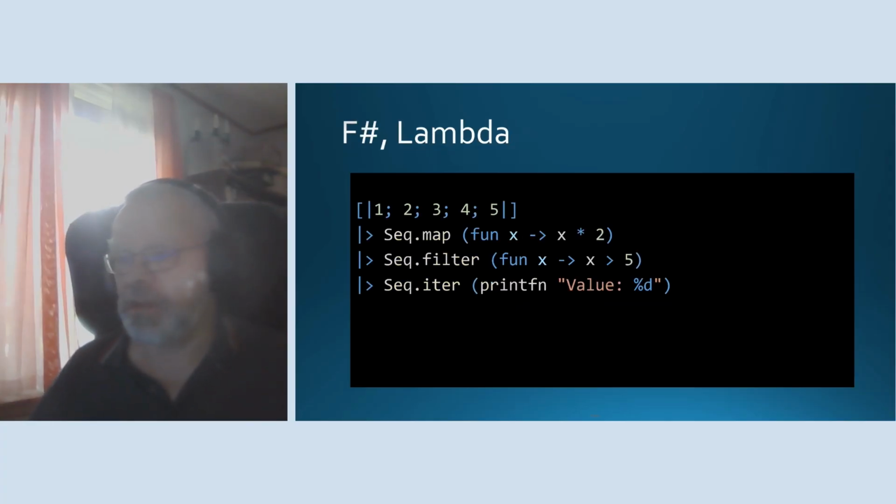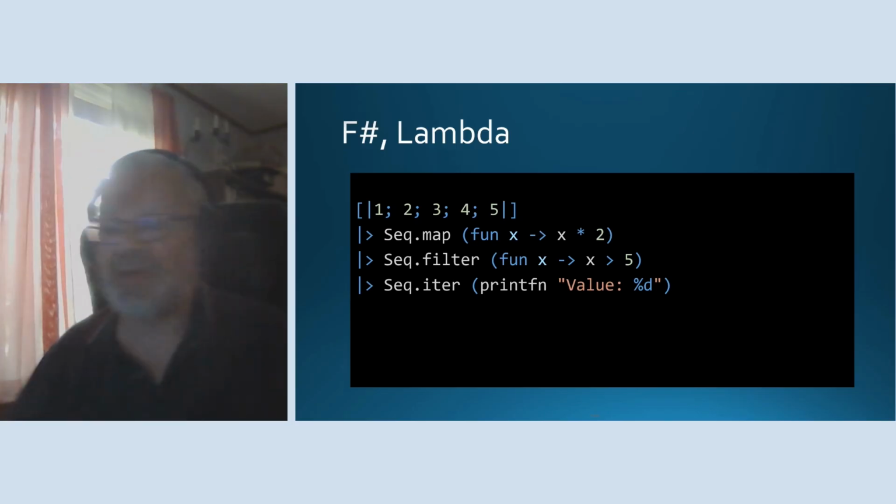And we can do the same thing in F#. We have this array of 5 numbers. We call a lambda that multiplies it by 2. We filter then with a lambda that filters out everything that's bigger than 5. And finally, for each value, we print it. Same way, same thing.